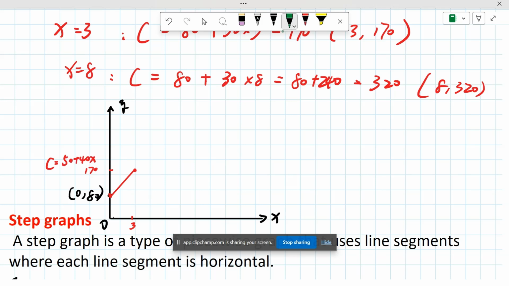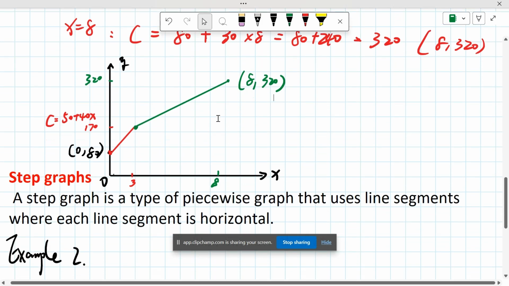And your second one starts from (3, 170), and we go to (8, 320), which is here. This is the second graph. These are two different graphs, and we combine them together and call it the piecewise function. Hopefully that all makes sense.